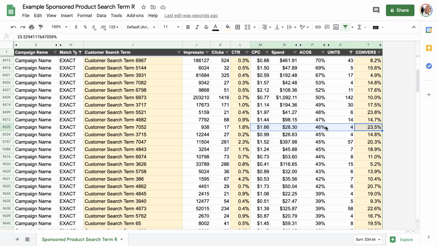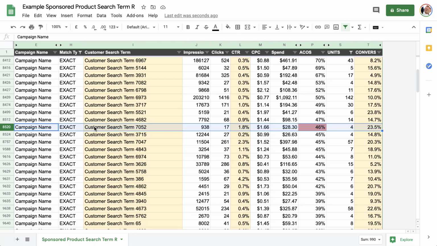This is a really common mistake that people make. Your conversion rate is good, but ACoS is really high. So this means that I'm not making any profits. This is really bad for me because it's a really expensive keyword. I'm not making any money. But you see here, my exact match campaign.